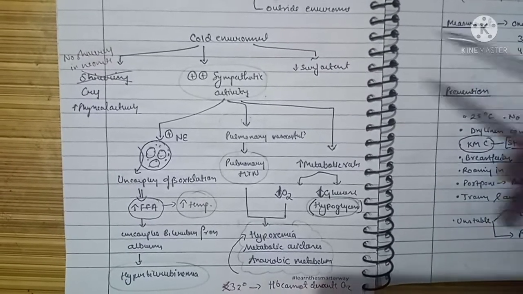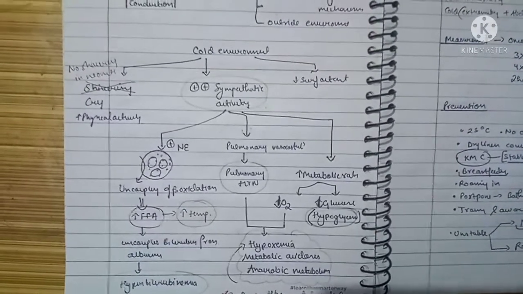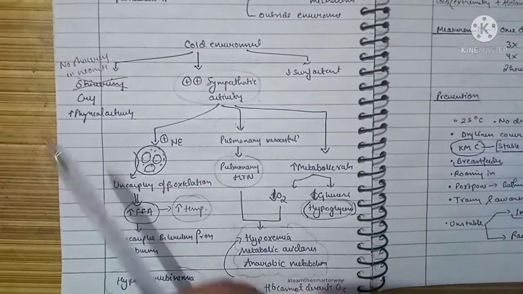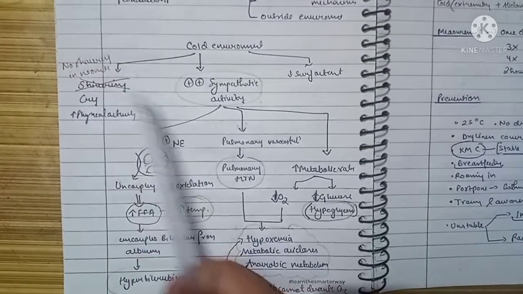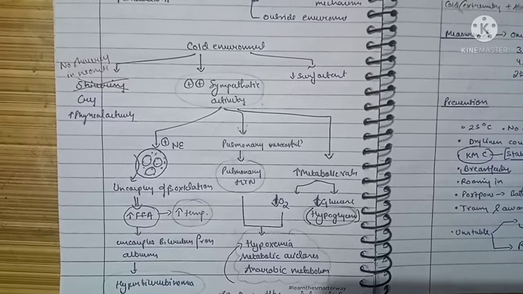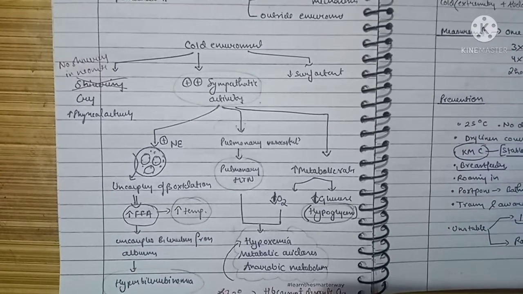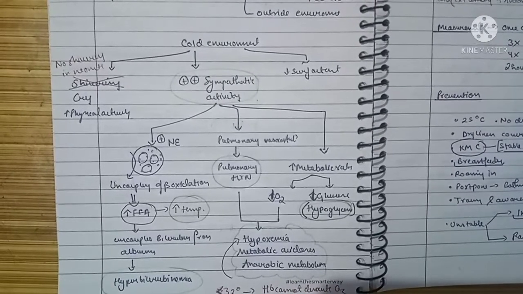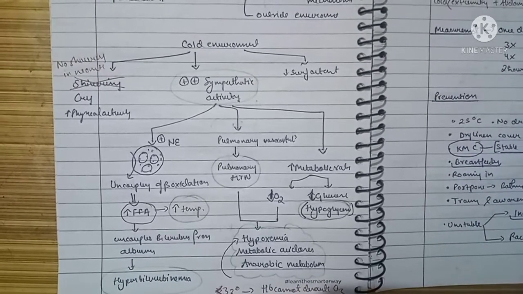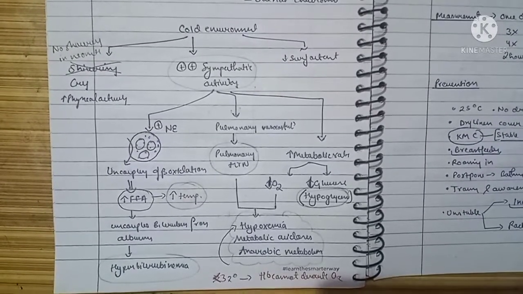So what happens when a baby is exposed to a cold environment? At first we need to remember that babies do not have a shivering mechanism for generation of heat. They cannot shiver at the start, so this mechanism is not going to work. The baby starts to cry when there is cold stress, that is a temperature of 36 to 36.4 degrees Celsius. Also the sympathetic activity starts to increase within the body.